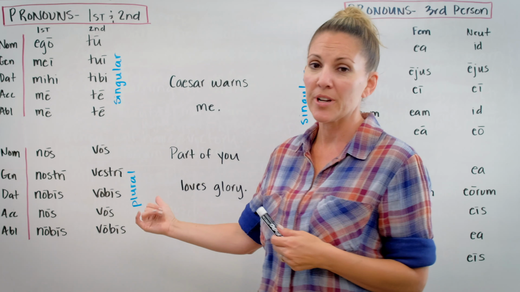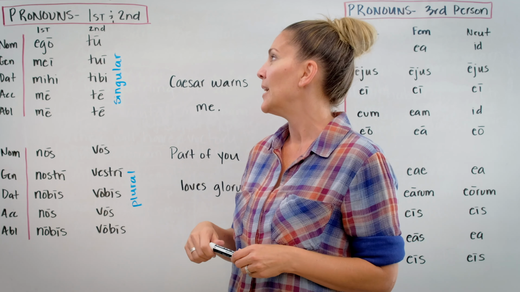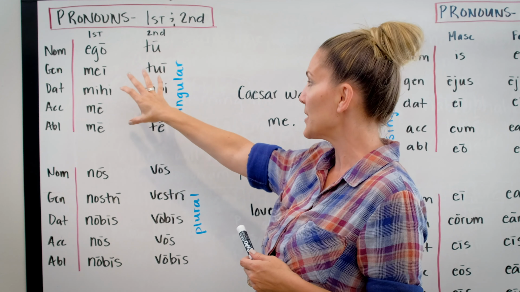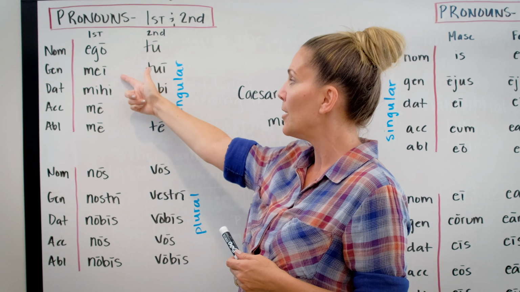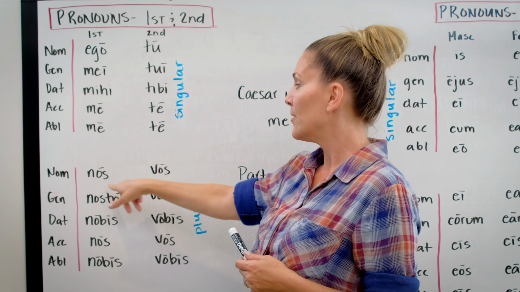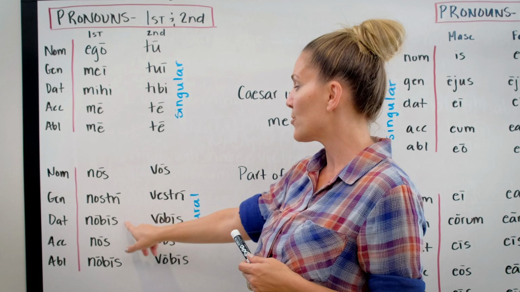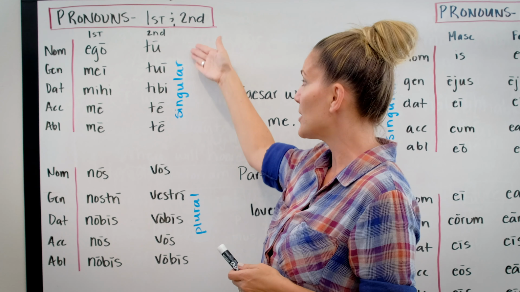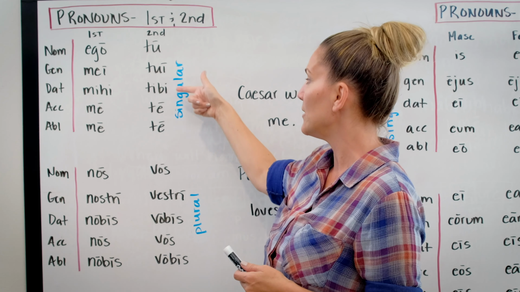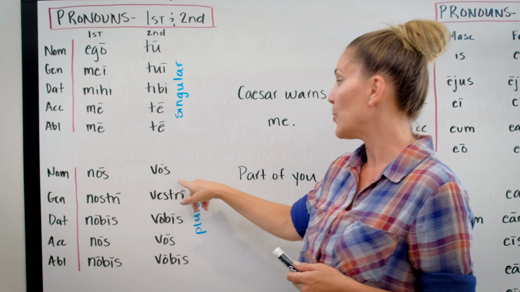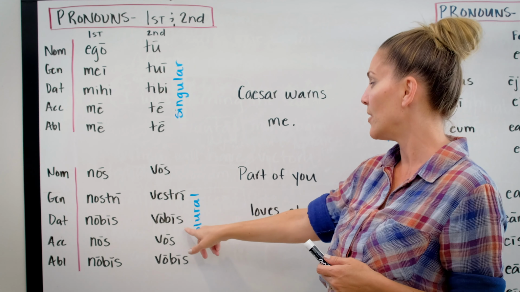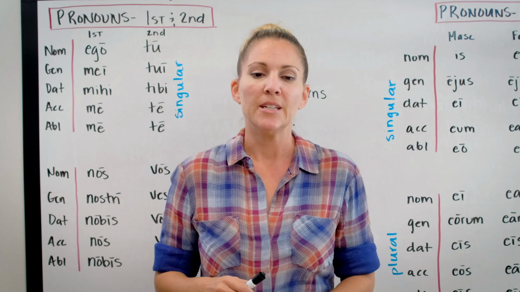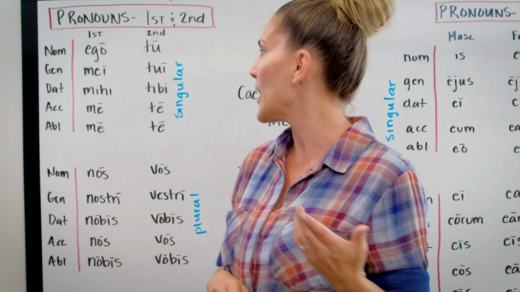So you'll see on the board here I have a list of pronouns. These are the first-person pronouns. So these are the first-person singular pronouns here: ego, mei, mihi, me. First-person plural: nos, nostri, nobis, nos, nobis. These are the second-person pronouns. Second-person singular: tu, tui, tibi, te. Second-person plural: vos, vestri, vobis, vos, vobis. We'll get to the third-person pronouns in just a minute, but let's practice for a second.